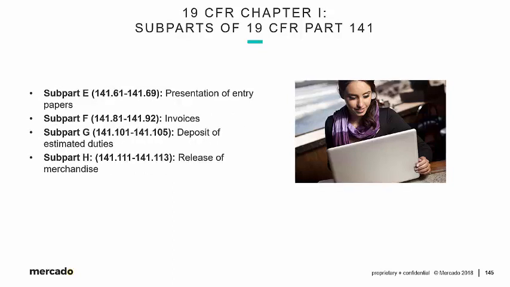Rounding out this section, we'll start in our first bullet with Subpart E, which is the presentation of entry papers. Subpart F, really important. We will continue to talk about the subject of invoices, meaning commercial invoices from a vendor overseas and how we use the information on the invoice to prepare our entry. Subpart G, the deposit of estimated duties and how that is done. And then finally, Subpart H, which as we see deals with the release of merchandise.